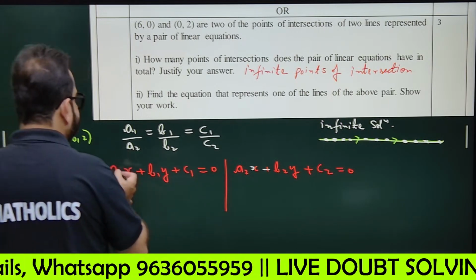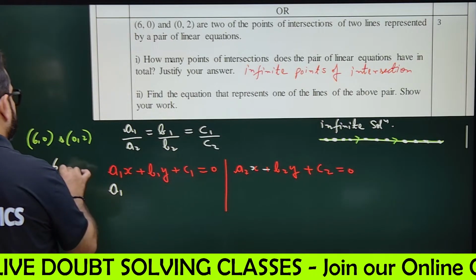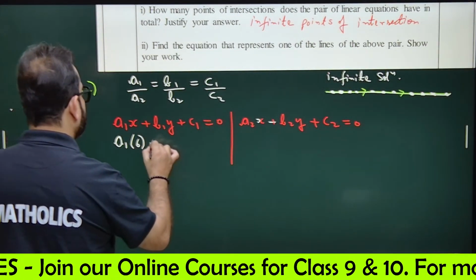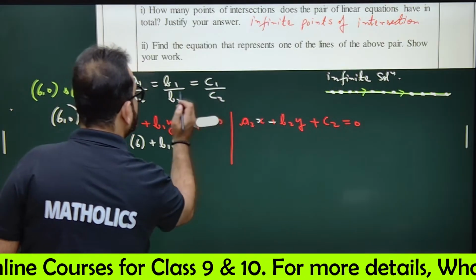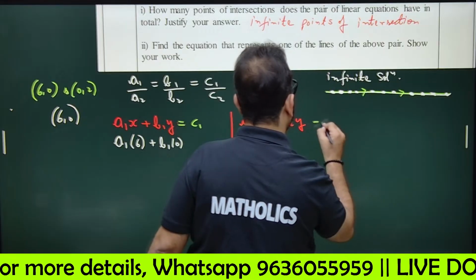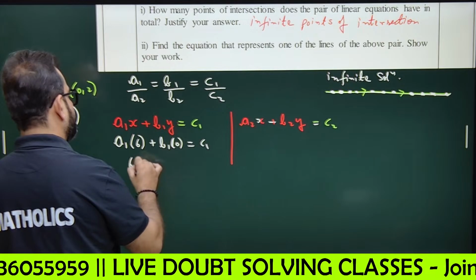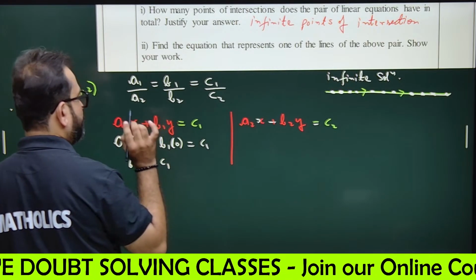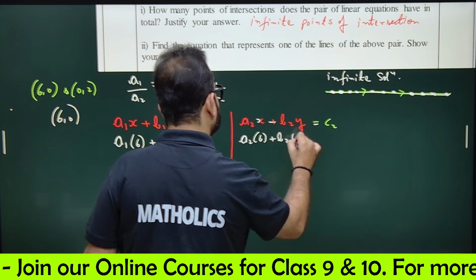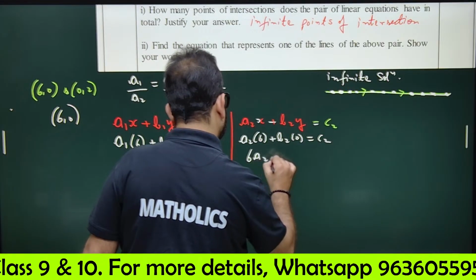Okay, let's put in the points. So a1x would mean what? We are taking first (6, 0). So a1 into 6 plus b1 into 0 equal to c1, you can write. It will be somewhat more convenient to calculate. So with b1 times 0 being 0, 6a1 equals c1, right? In this equation, if you write a2 into 6 plus b2 into 0, that will be equal to c2. So 6a2 will be equal to c2.